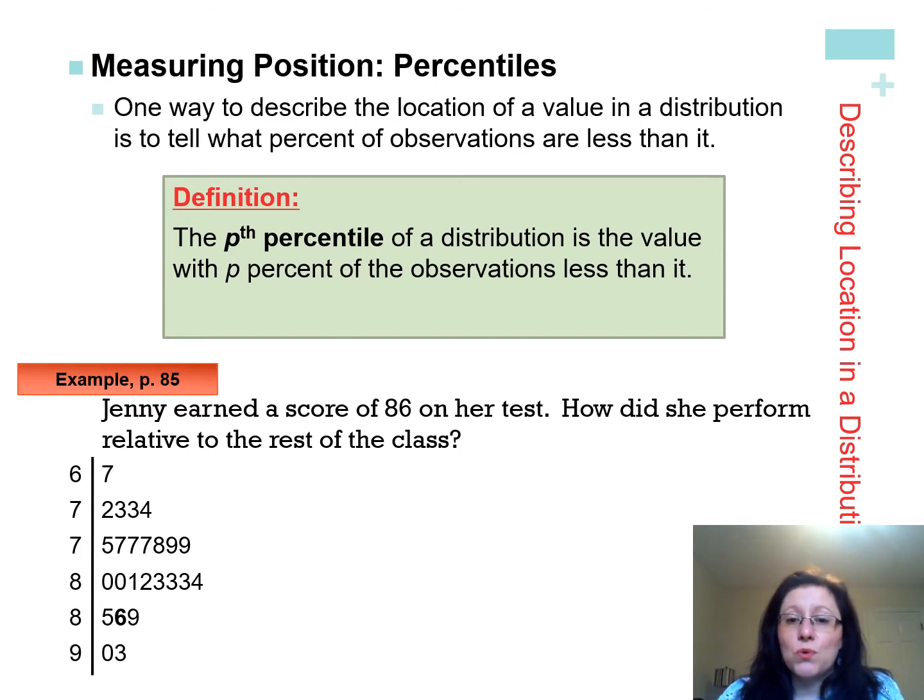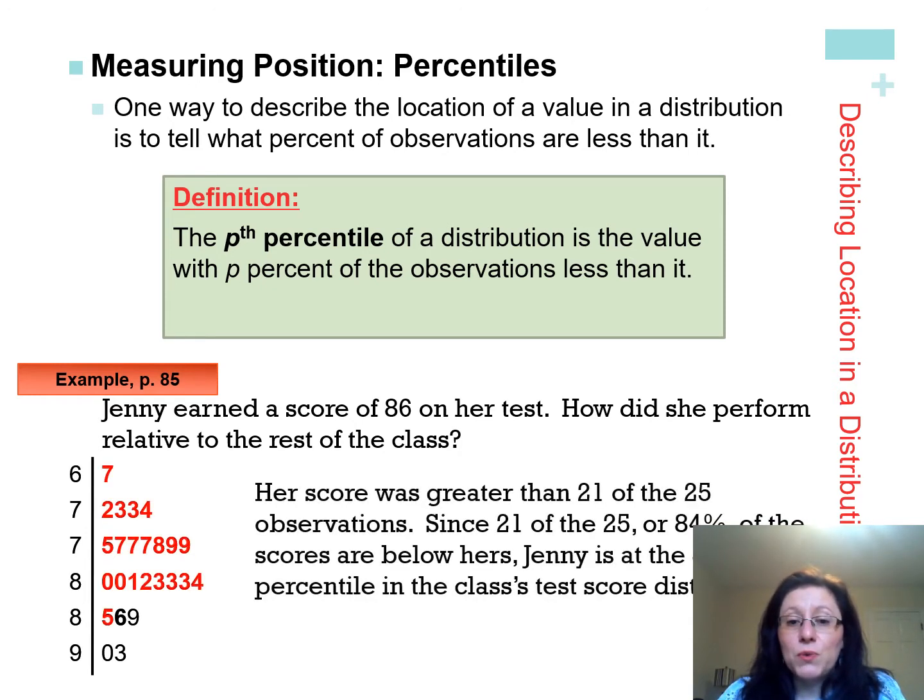So here's an example. It says Jenny earned a score of 86 on her test. How did she perform relative to the rest of the class? So you have to find where the score of 86 is, and she scored greater than 21 out of the 25 observations. So she would be in the 84th percentile, meaning that 84% of the scores are below hers.